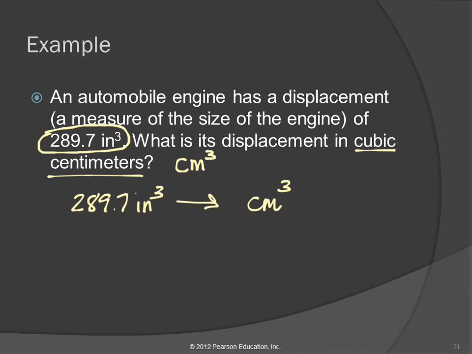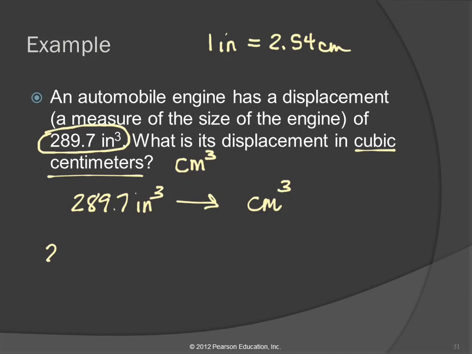When you're planning out your map, initially overlook the exponent. Do we know a relationship between inches and centimeters? We do. We know that 1 inch equals 2.54 centimeters. If we know that, then we can do square inches to square centimeters or cubic inches to cubic centimeters. We need to know the relationship between the base units, the unit without an exponent.